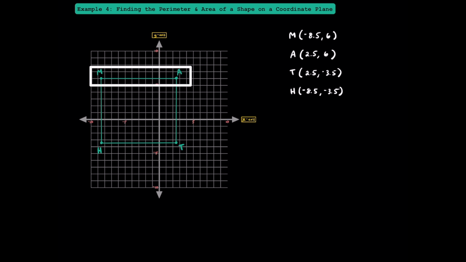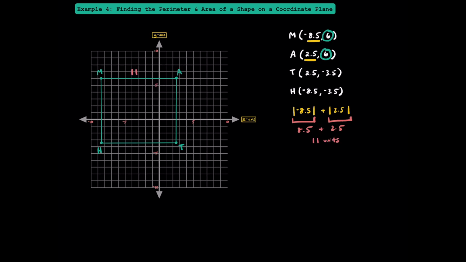Let's find the length of segment MA using absolute values. First, notice that their y values match here of 6 and 6. Since their y values match, we can add the absolute value of their x values since they're in different quadrants. To find the distance between point M and point A, we're going to take the absolute value of negative 8.5 and add it to the absolute value of positive 2.5. The absolute value of negative 8.5 is just positive 8.5, and the absolute value of 2.5 is going to be 2.5. Adding these two together, we're going to get a distance of 11 units.